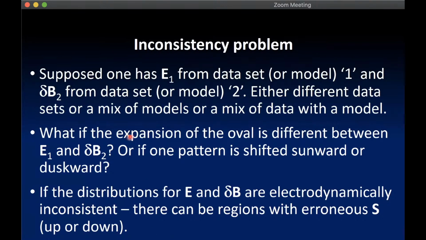But that's a real problem. If you have an inconsistency between the electric and the magnetic fields, that can lead to fairly large regions where you're getting an erroneous Poynting flux. So one has to be careful about that.